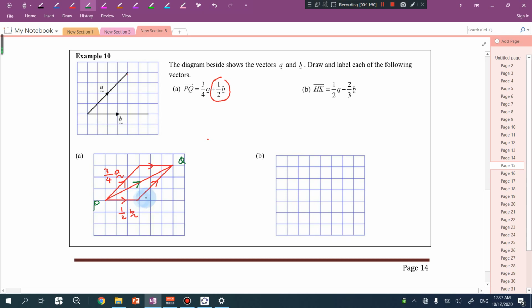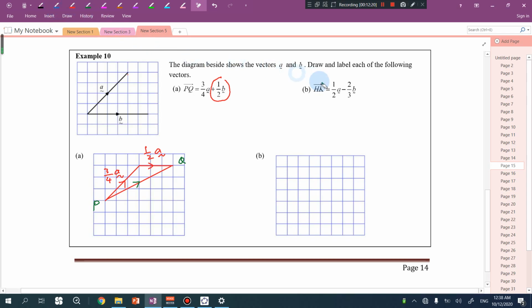1, 2, 3, 4, 5, 6, 1, 2, 3. So both will give you the same answer. The first method I showed you is the triangle law. The second method I showed you is the parallelogram law. It's up to you, as long as you can get the resultant vector correctly. Okay, now let's try the second part B, HK. Now we have a negative vector, so we have to be more careful. Negative just means opposite direction.